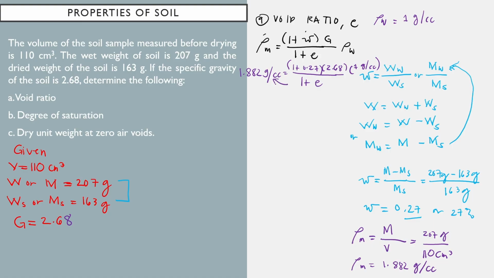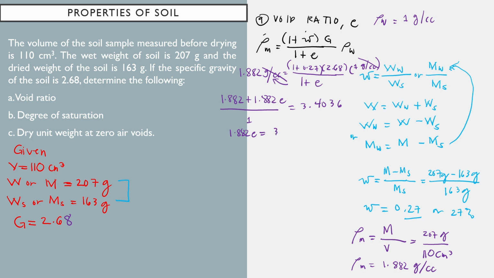So distribute natin yung 1 plus e. So that is 1.882 gram per cc plus 1.882 gram per cc e. Tanggalin na lang natin yung gram per cc, makakancel lang din naman since i-divide natin siya sa 1 gram per cc. So makakancel yung unit natin. And then 1 plus 0.27 times 2.68, so that is 3.4036.